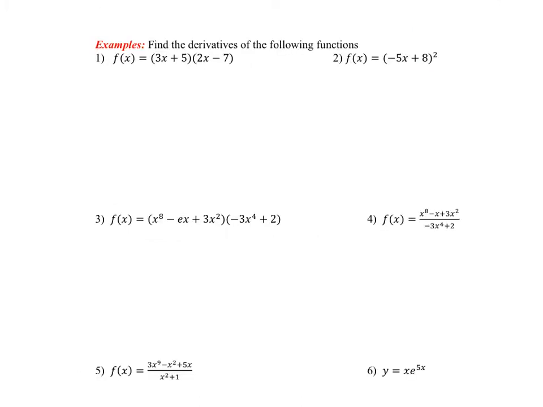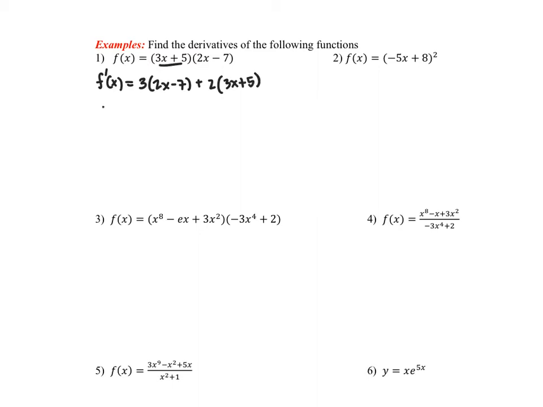Okay, example number 1. It looks like I've got the product of two functions. Therefore, I'm going to use the product rule, which says that I take the derivative of the first function. Derivative of the first function will be 3 multiplied by the second function left alone, then add that to the derivative of the second function, which is 2, times the first function left alone.